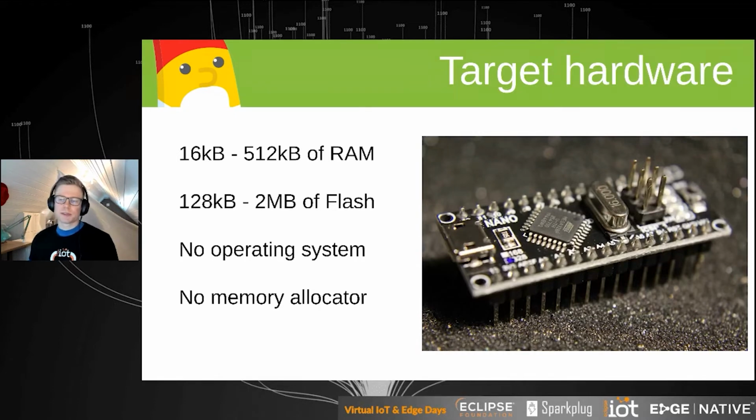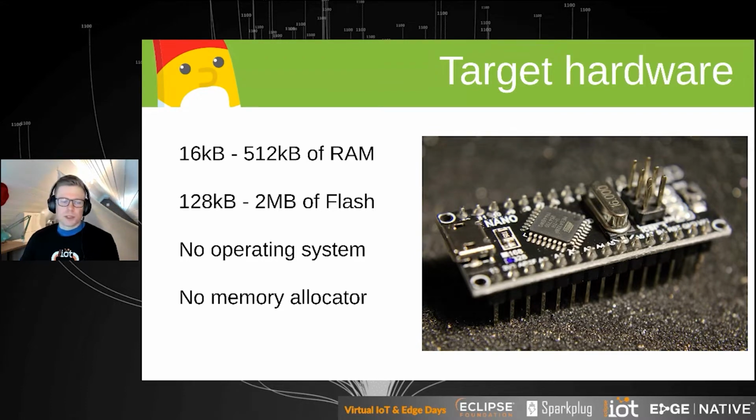So what do I mean when I say microcontrollers and embedded systems? Typically these devices have very little RAM, in the order of a few kilobytes, and also very little storage. So this impacts how big the firmware can be, which we will see is also important when you consider the capability to do in-place updates. They don't have an operating system, so there's no Linux running under the firmware, and there's also no memory allocator, or you have to provide one yourself.